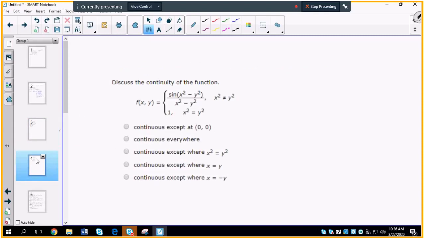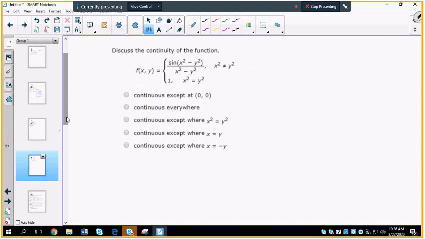So this is a problem that is talking strictly about continuity. This problem is telling you, you have this function sine of (x squared minus y squared) over (x squared minus y squared) when x squared is not equal to y squared. If x squared is equal to y squared, then the value is 1. So talk about the continuity of this function. It's a piecewise defined function of several variables.